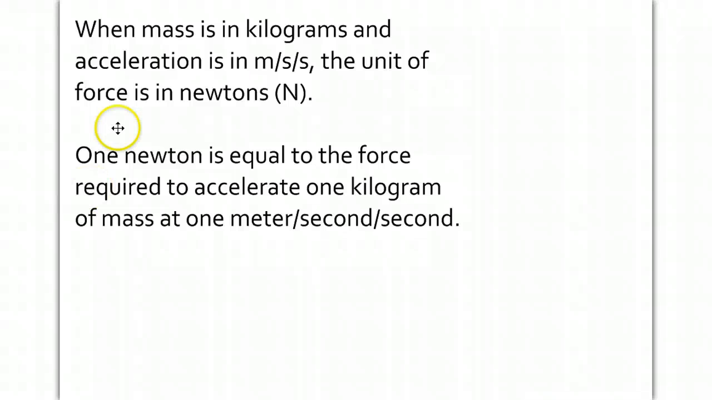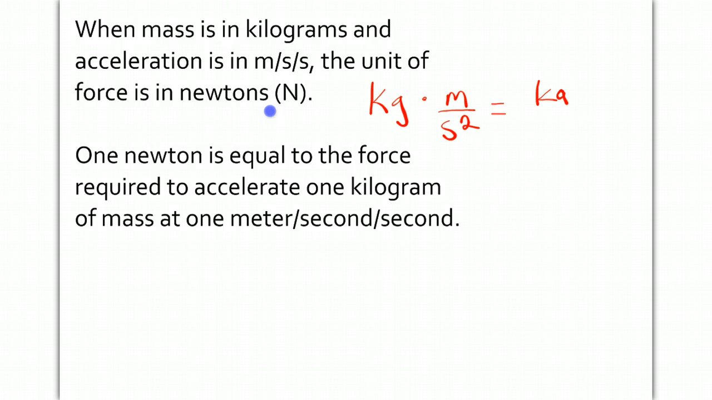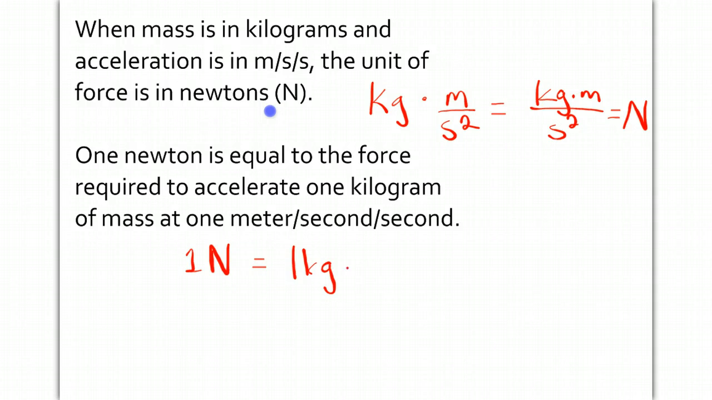When mass is in kilograms and acceleration is in meters per second squared, then the unit of force is newtons. Meaning, if you take kilograms and multiply it times meters per second squared, which is acceleration, you end up getting kilograms times meters per second squared, and this is actually equal to a newton. And so a newton can be broken down into the units of kilograms times meters per second squared. 1 newton is equal to the force required to accelerate 1 kilogram of mass at 1 meter per second squared.